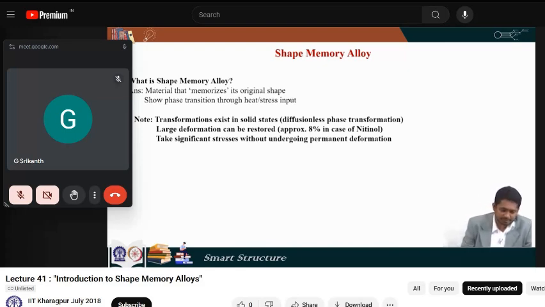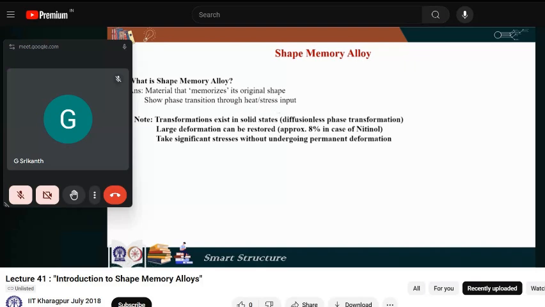So first, what is shape memory alloy? Shape memory alloy is a material that memorizes its original shape, and these materials show phase transition or phase transformation, and through this phase transformation the shape memory effect is seen, and this phase transition happens through heat or stress input.